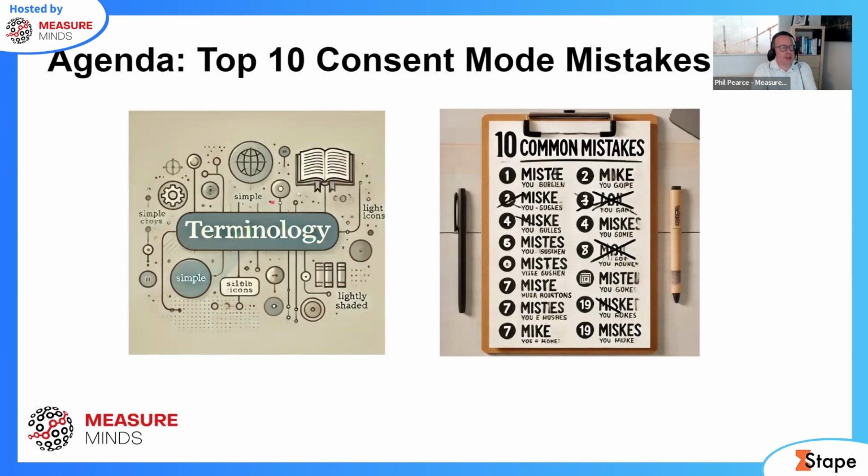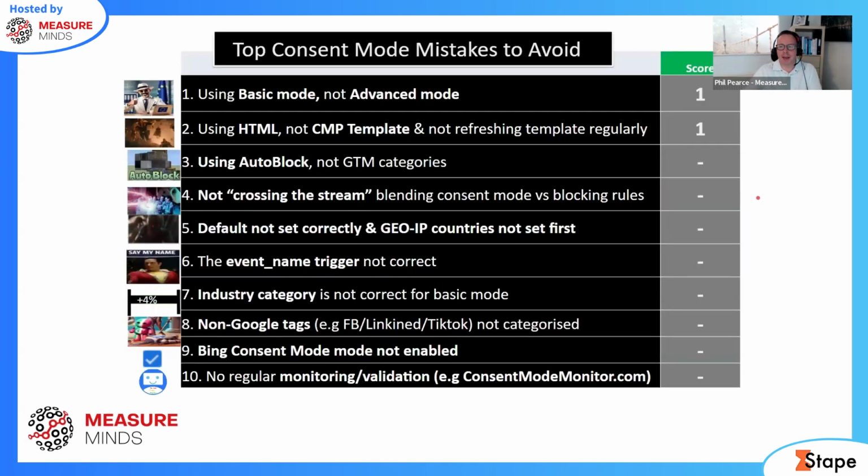The plan for today is just going to cover some terminology elements of what is consent mode, and then we're going to go through these 10 mistakes to avoid. Right, let's get going. With the 10 mistakes, there is a cheat sheet, and you can mark your score out of 10. Maybe you want to take a photo of this list or download the slides. You can get access to the slides by filling in the feedback form, which is at the end of this, and there you'll have the cheat sheet.